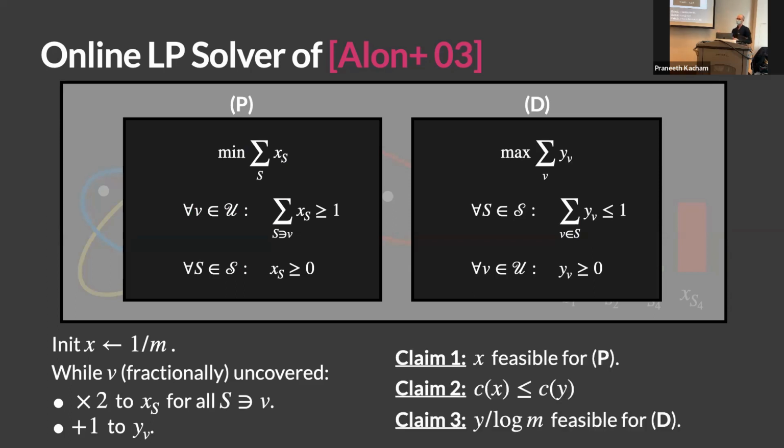And then you do the standard primal dual analysis. You show the primal is feasible, the primal is bounded by the cost of the dual, and if you scale down the dual by log m, it's also feasible, which by weak duality means that the cost of the primal is at most log m times the optimal solution. Okay, not important, it's just if you wanted to understand quickly how this works.